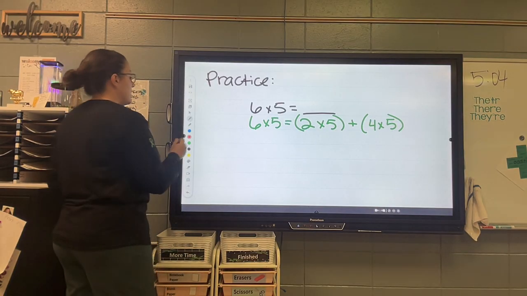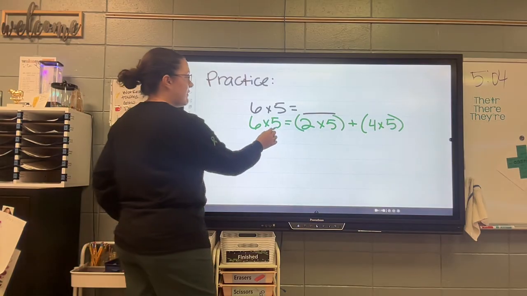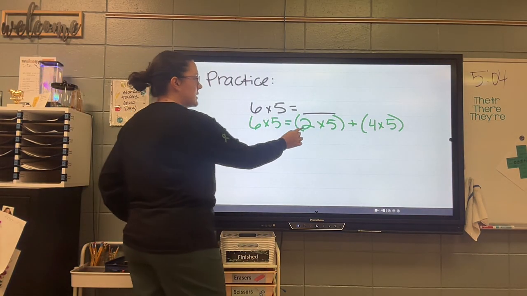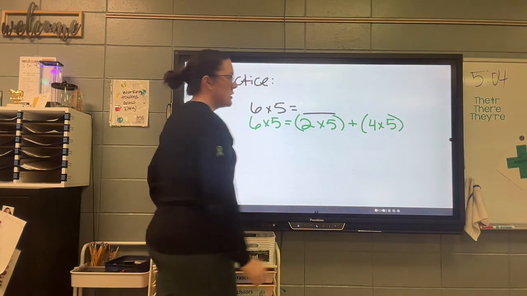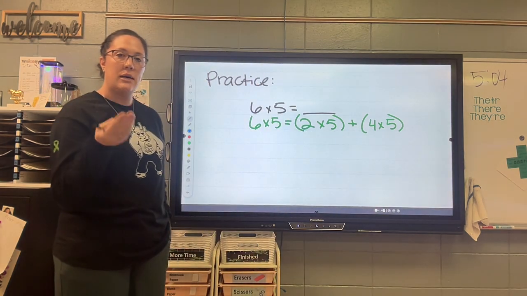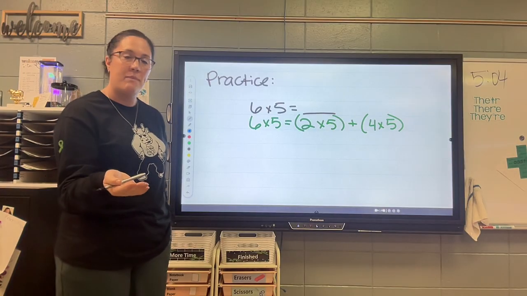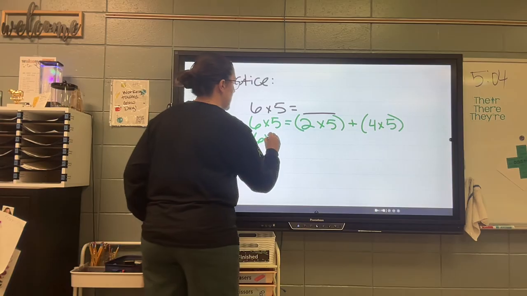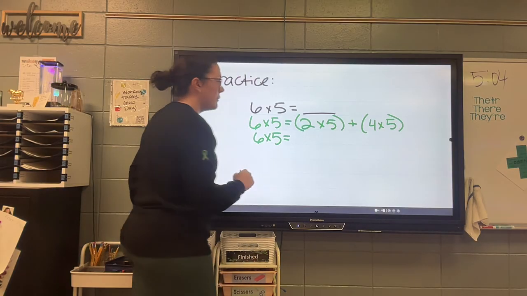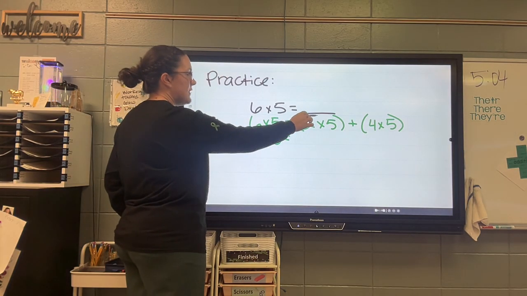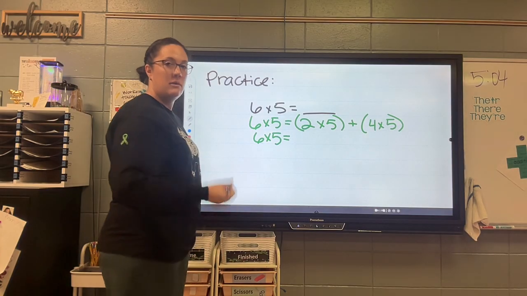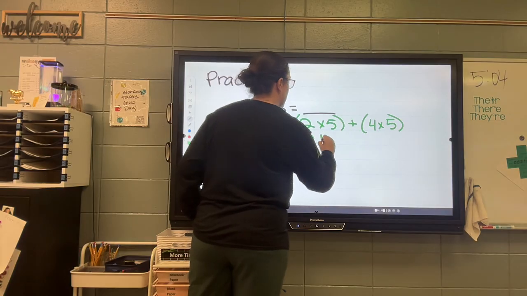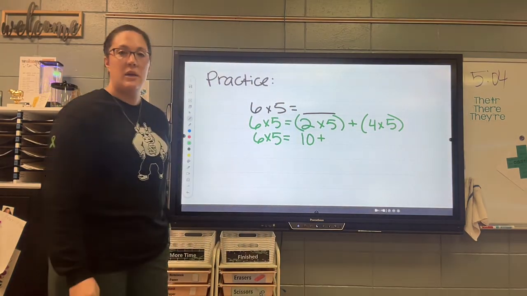So what we see is that I kept my 5 the same in my smaller problems, and then I broke 6 down into 2 and 4. So if I add 2 and 4, I get 6, and then my 5 stays the same. So now all we have to do is solve those two smaller problems and put them together. So 2 times 5 is 10. 5 plus 5 is 10. And 4 times 5 is 20.